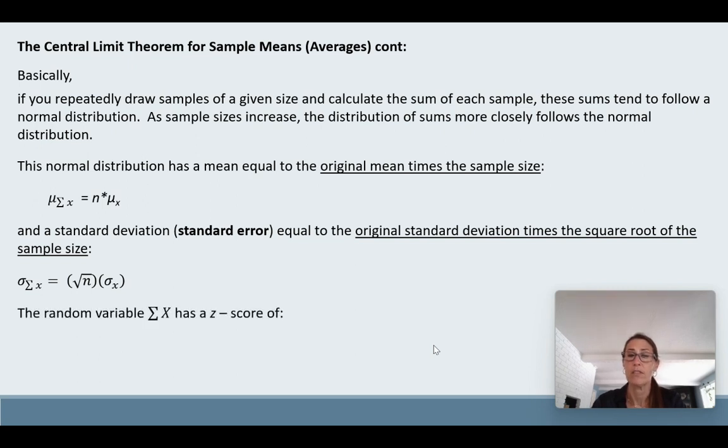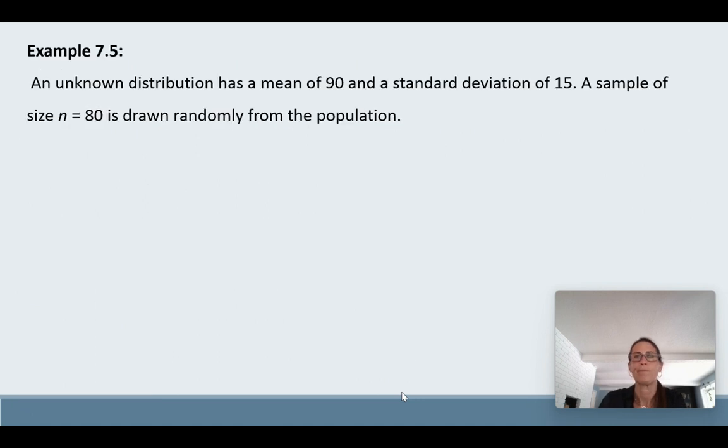The random variable sum of x has a z-score that looks like this. So again, remember, this is just one of our data values, so one sum of x's minus the mean of that distribution, which is n times the original mean, divided by the standard deviation of our new distribution, which is the square root of the sample size times the standard deviation of the original distribution. And the sum of x is one of those sums that we sample.